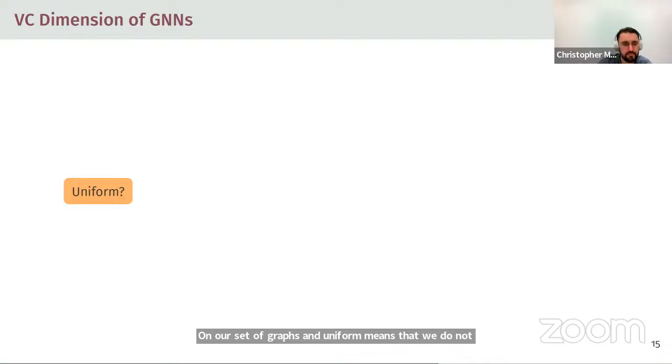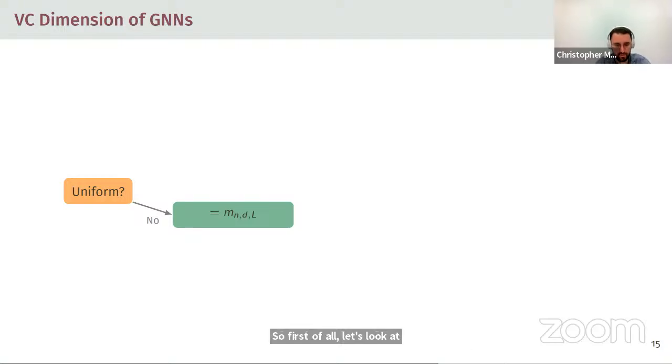So non-uniform means that we assume an upper bound on the number of vertices of our set of graphs. And uniform means that we do not have such a bound. So the graphs can be of arbitrary size. So first of all, let's look at the non-uniform setting. So we assume that we have an upper bound for the number of vertices. And there we essentially showed that the VC dimension is lower and upper bounded by this quantity, MNDL, which is basically the number of graphs 1WL can distinguish after L rounds, after L iterations.